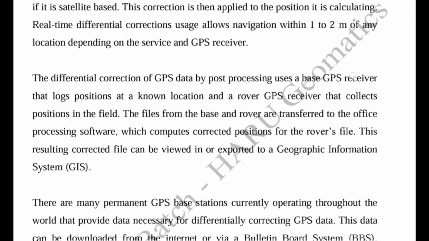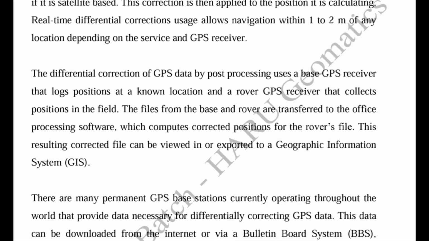And the other technique is post-processing. We collect the data from the base receiver and rover receivers. After collecting that data, the corrections are applied in computers. So we can use GIS to view the corrected files. So this is the DGPS correction of GPS data by post-processing.